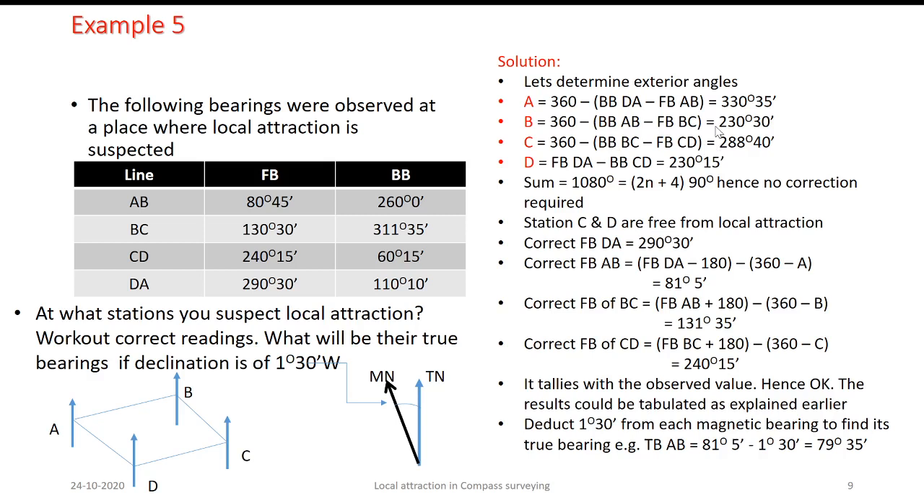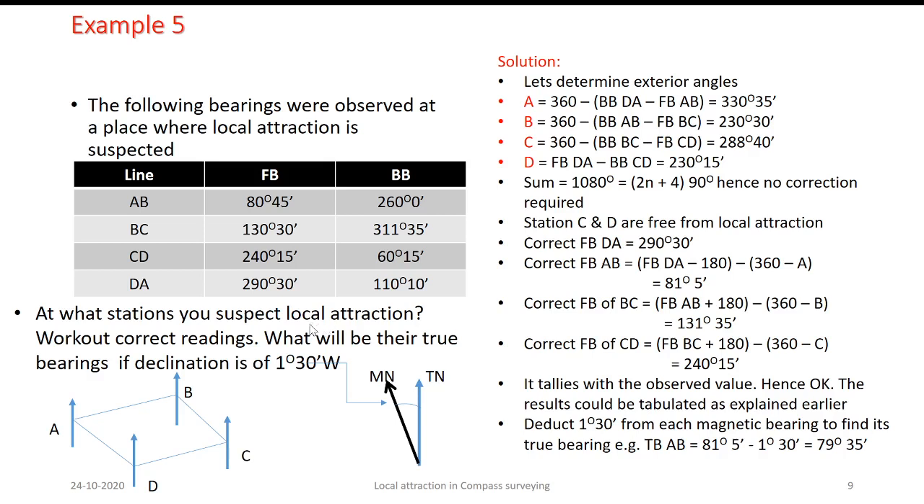Here, as we have worked out the included angles of the various lines, the theoretical sum tallies with the practical sum, hence there is no necessity of correction. Further, it is found that stations C and D are free from local attraction, hence the forebearing of DA is treated to be the correct one, and the bearings of all remaining lines are determined the way we have discussed in the various problems previously.